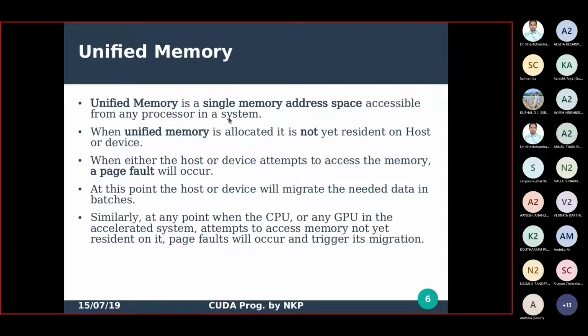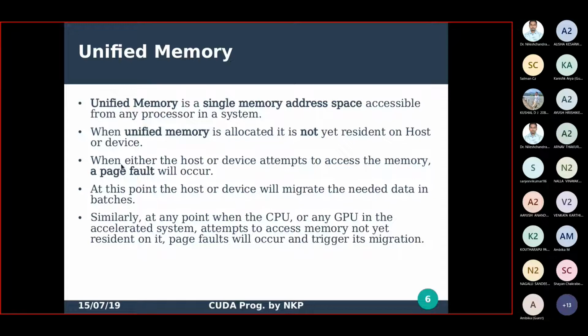Right? Then, when unified memory is allocated for the first time, it is not yet resident on host or device. Host means CPU and device means GPU, right? This is the term used in CUDA programming, host and device. Host stands for your CPU and device stands for GPU, right? So the first time you allocate memory, it will not exactly be allocated on either CPU or GPU. You just use the syntax CUDA malloc managed. Though we are saying that CUDA malloc managed allocates memory, the first time you invoke it, it will not get allocated on CPU or GPU.